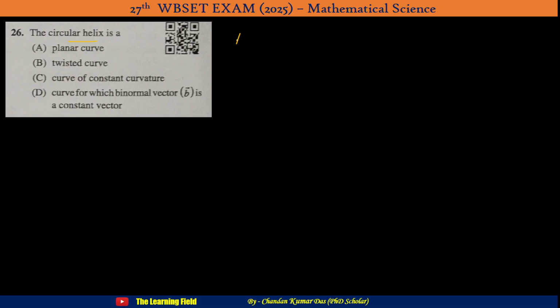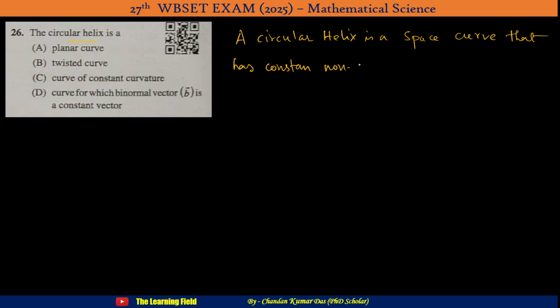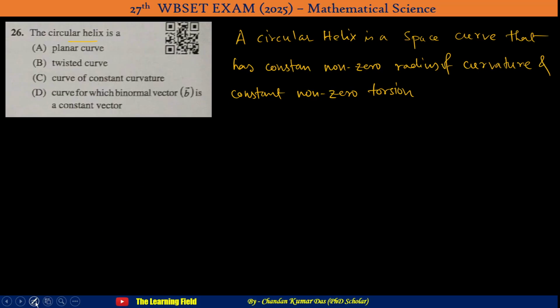So definition is a circular helix is a space curve that has constant non-zero radius of curvature and constant non-zero torsion. Now what these two terms mean?